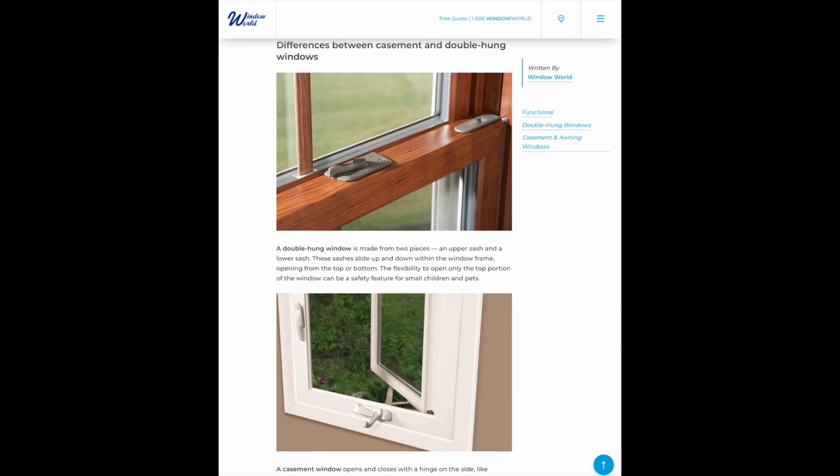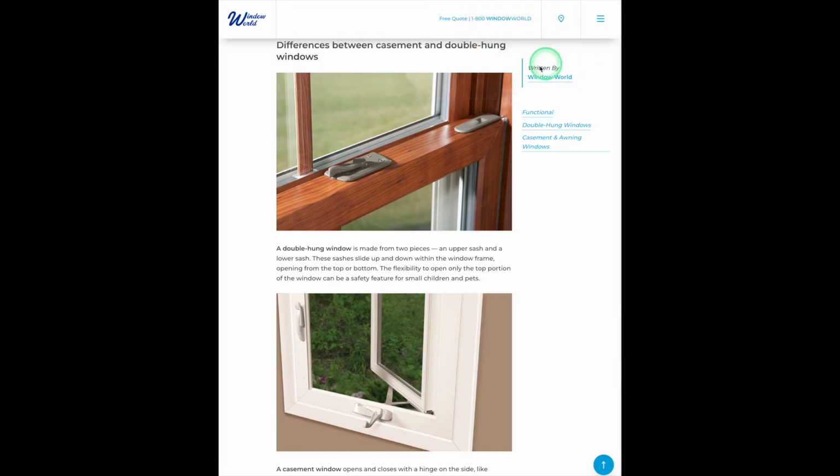Well, a double hung window is made from two pieces, an upper sash and a lower sash. And these sashes slide up and down within the window frame, or it can slide side to side. A casement window opens and closes with a hinge on one side of the window. And so this is a window that opens, swinging open and closed, usually with some type of mechanism that operates that window. So let's continue.